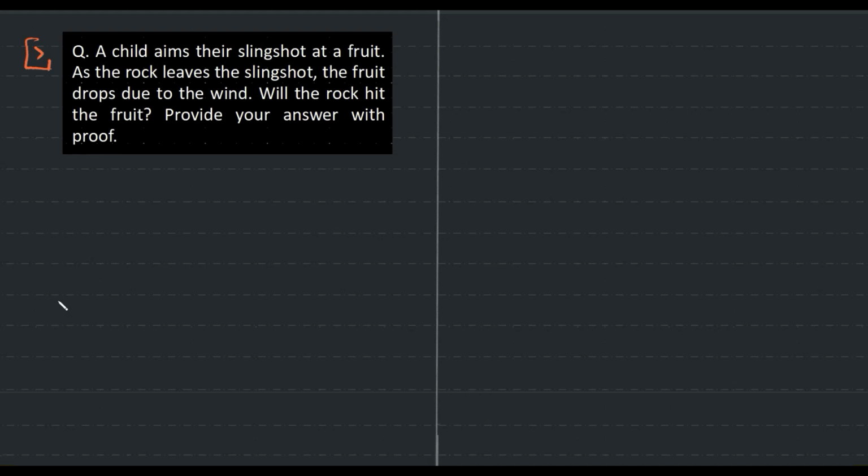A child aims their slingshot at a fruit. As the rock leaves the slingshot, the fruit drops due to the wind. Will the rock hit the fruit? Provide your answer with proof.